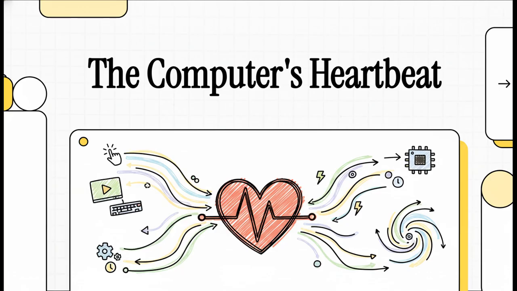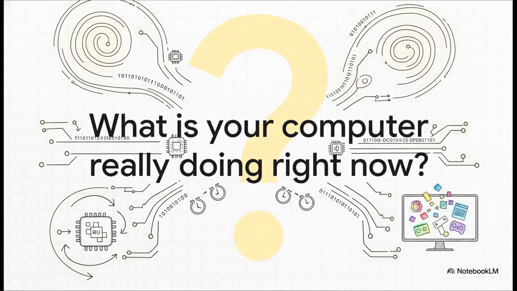Today, we're going to pull back that curtain and take a look at the true heartbeat of every single digital device you own. Now, seriously, think about it for a second. Right now, as you're listening to me, your computer is hammering out billions of operations every single second. But here's the crazy part. It's not chaos. It's all built on one fundamental, relentless cycle that turns the simplest instructions into, well, everything you see and do on screen.